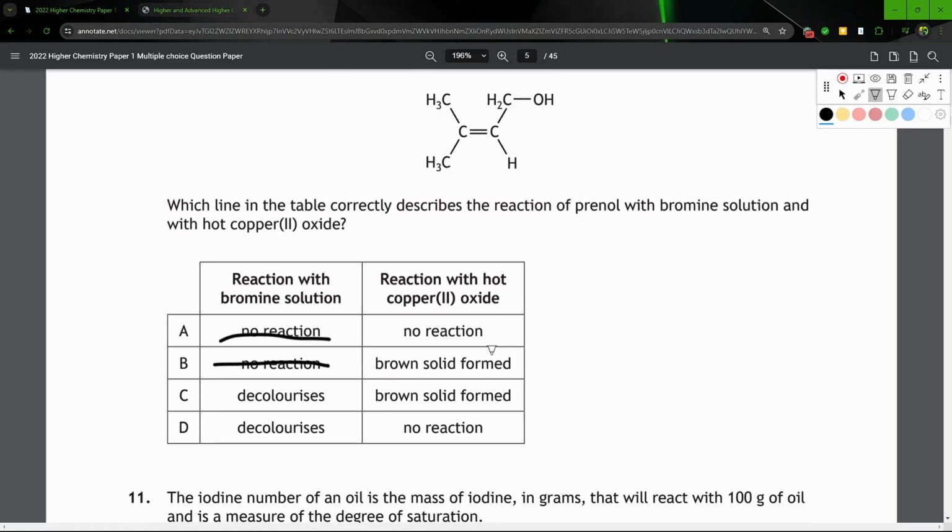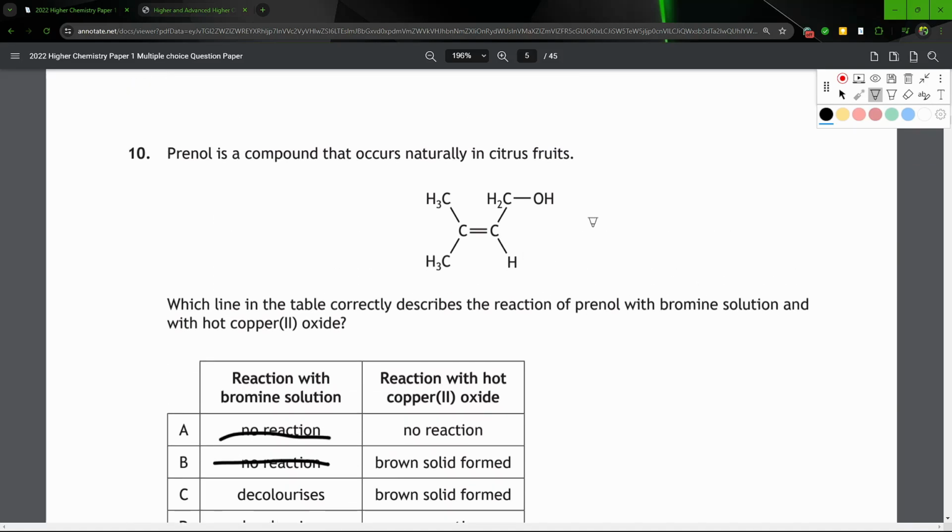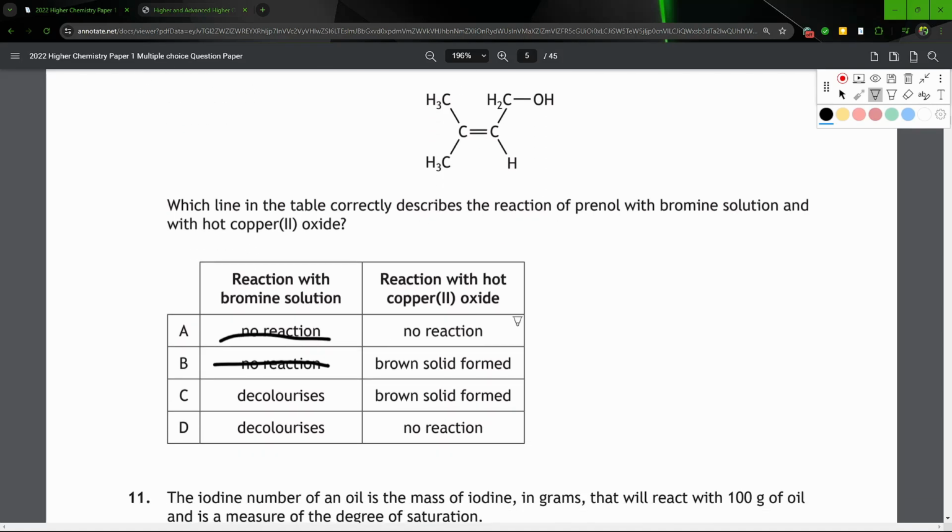So then, what about the reaction with hot copper 2 oxide? Basically, what this is asking is, can we oxidize this? And the truth is we can, because it's an alcohol, you see, with this OH hydroxyl group at the end, which means we can oxidize this into an aldehyde. So you would actually get a brown solid in the reaction. So that means it must be C.